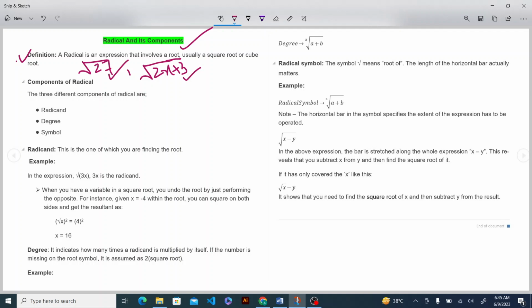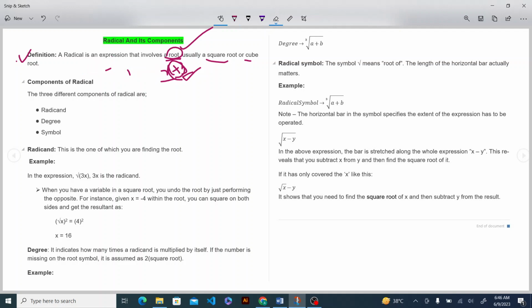Let us see the definition again. A radical is an expression that involves a root, usually a square root or cube root. So what is radical? Radical is simply an expression that can involve variable or constants, and it can involve any operation like plus, minus or multiplication. Okay, this is the expression, and when this expression has under root or root, simply root, then it will become what? Radical.